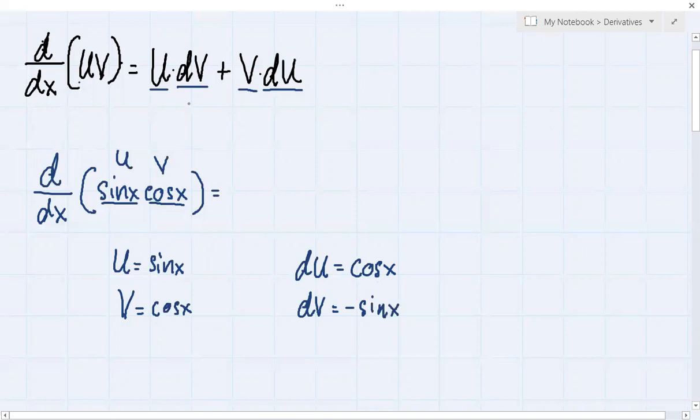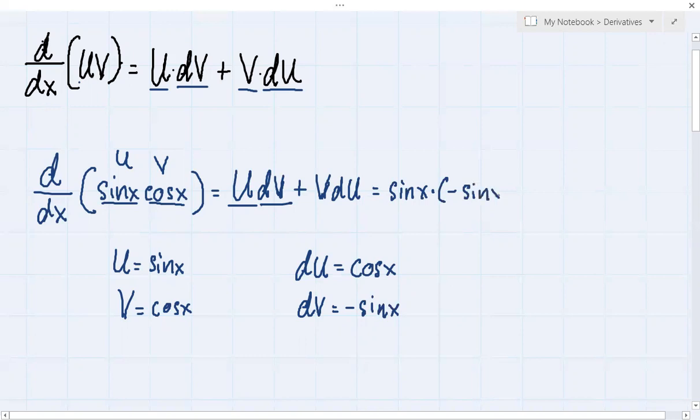Now, we can substitute the formula here. So, u dv plus v du. Ayan na siya. So, let's start with your u. So, yung u mo, which is si sin x, times si dv, which is si negative sin x. Plus si v, which is si cosine x, and times du, which is si cosine x.